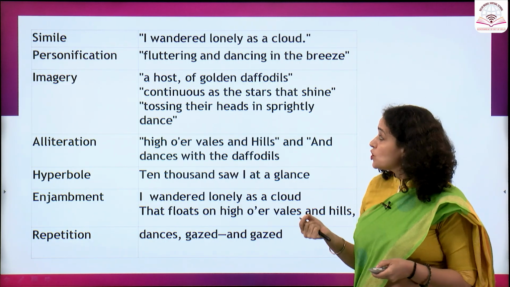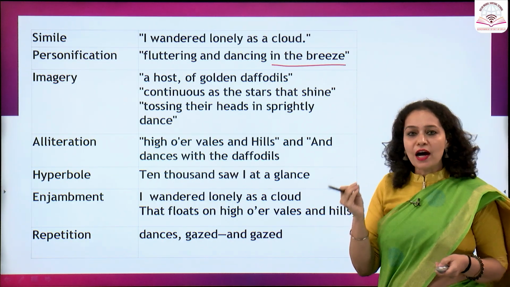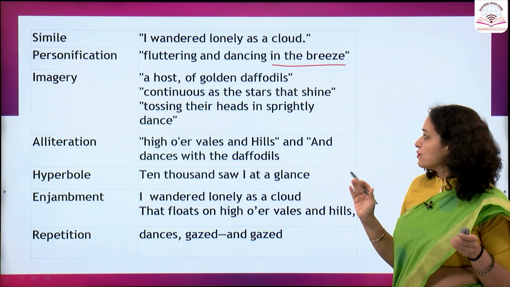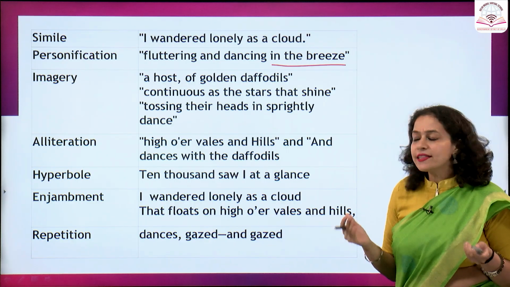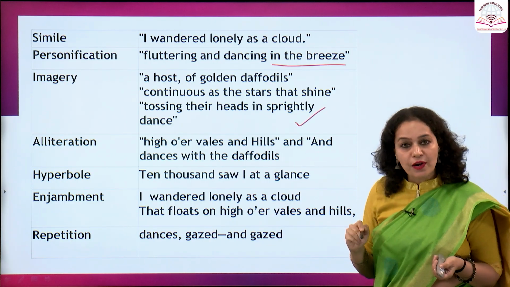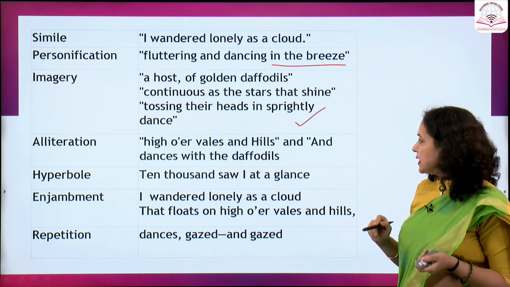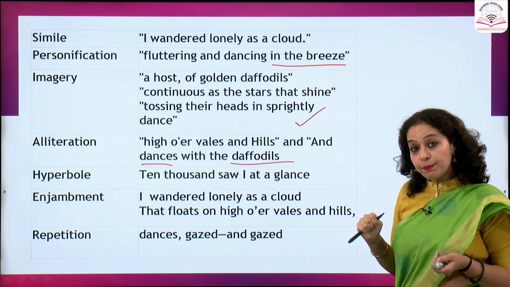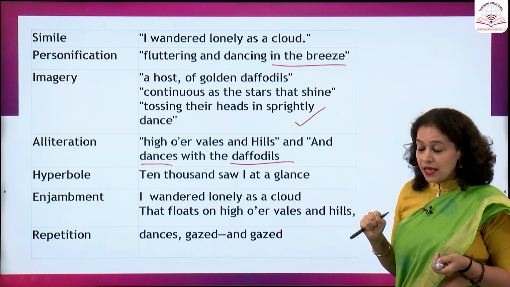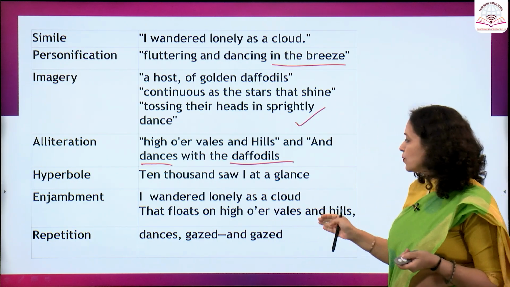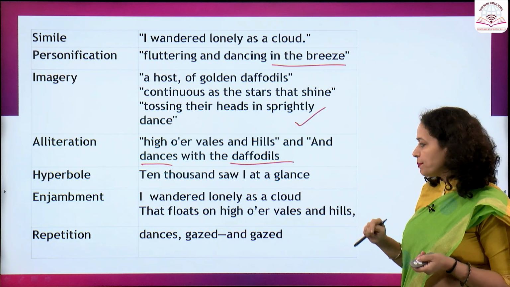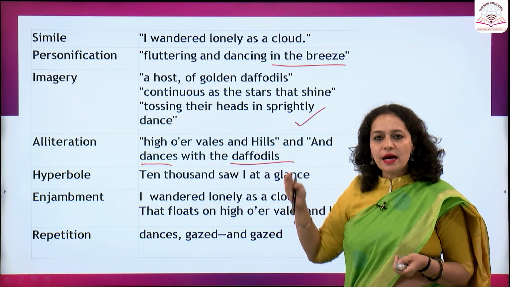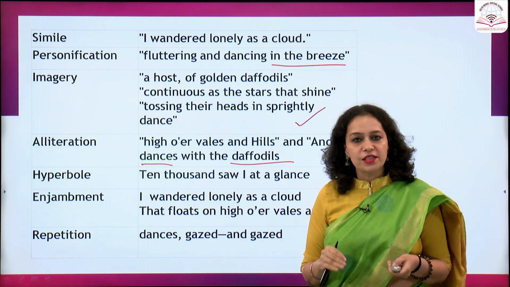Then talking about personification, fluttering and dancing in the breeze, as if flowers are human beings. They are fluttering and dancing in the breeze. Imagery, a host of golden daffodils, continuous as the stars that shine, tossing their heads in sprightly dance. Examples of alliteration that we can find are high over vales and hills and dances with the daffodils. We can see the repetition of D sound here. Hyperbole, 10,000 saw I at a glance. Enjambment, I wandered lonely as a cloud that floats on high over vales and hills. Finally, repetition, dances word is being repeated, and gaze and gaze. So these are examples of figurative elements being used in this poem Daffodils.